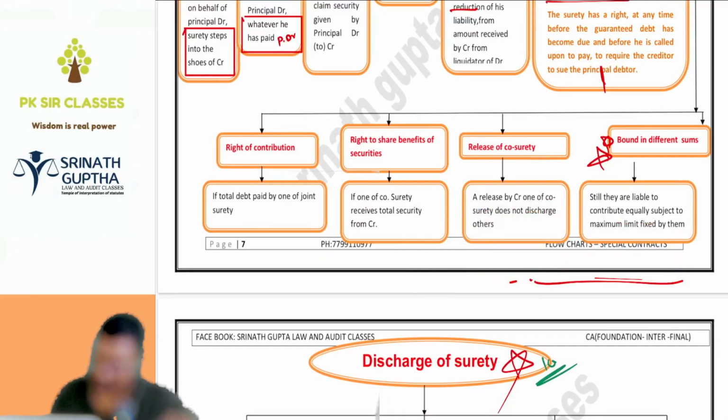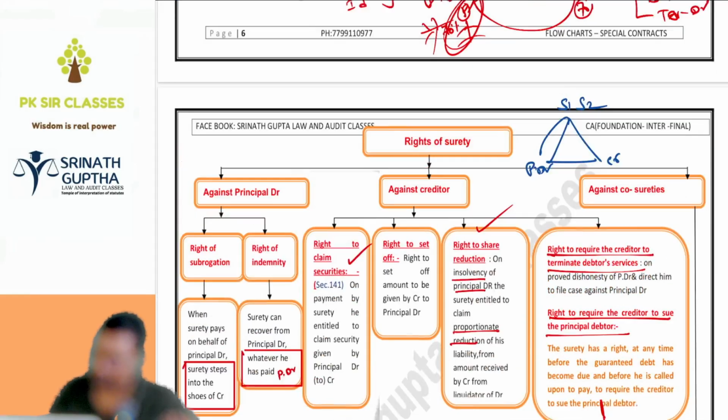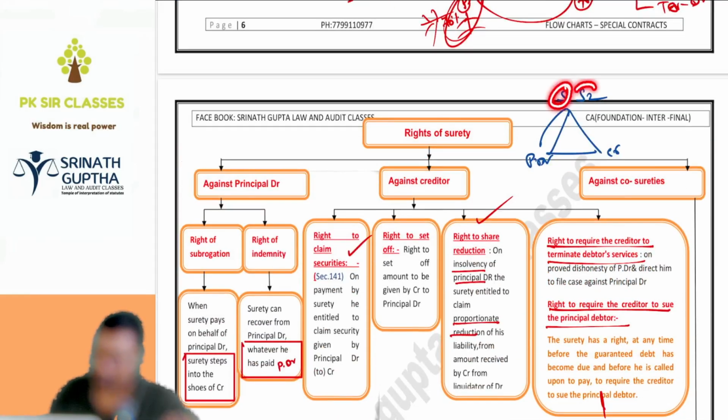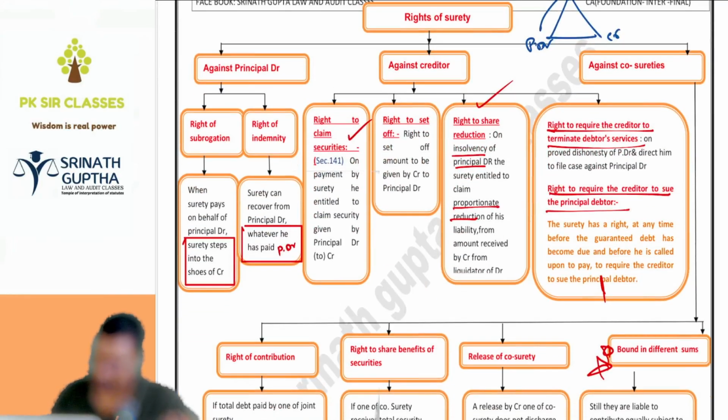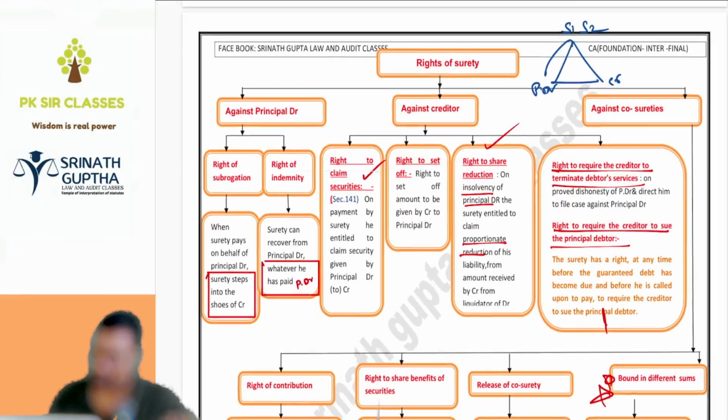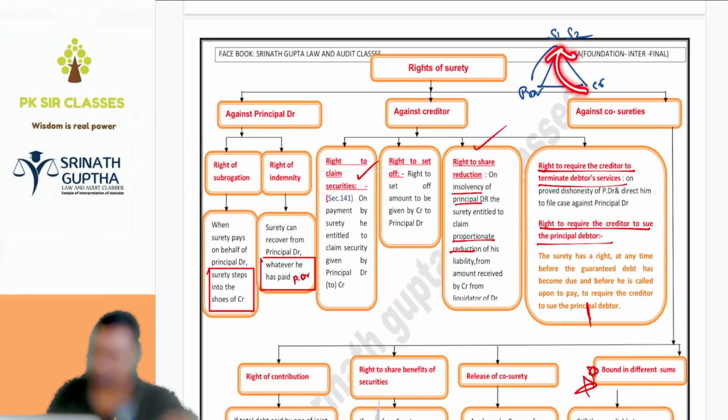First one, right to claim the contribution. Right to claim the actual 50k liability, the surety guarantee liability, but everything is paid by S1 only. So S1 can take the 50k from S2. Next, right to share the benefits. The creditor gave two gold rings to S1 because he has paid everything. So S1 can recover the 50k from S2, and S2 can recover one gold ring from S1.